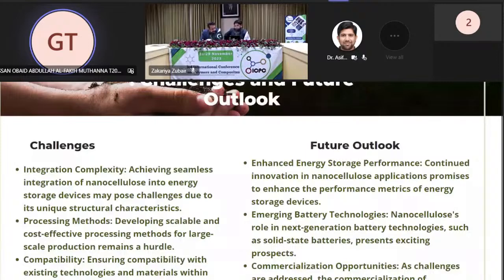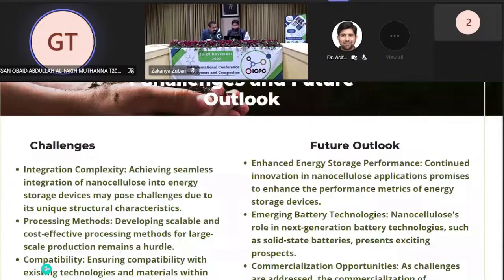This is because nanocellulose utilization in energy storage devices is a new thing in our current time, and there haven't been any production methods or industries that could produce massive amounts of nanocellulose which can be used in the industry. Compatibility: ensuring compatibility with the existing technologies and materials within the energy storage system is also another challenge that nanocellulose faces at the moment.